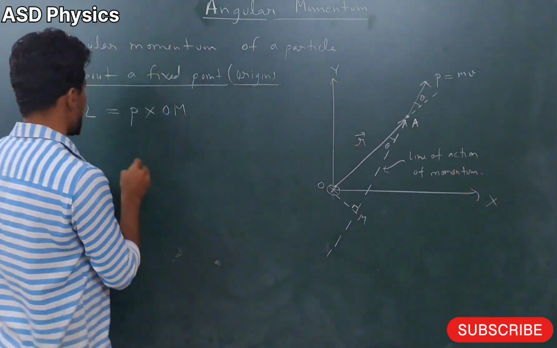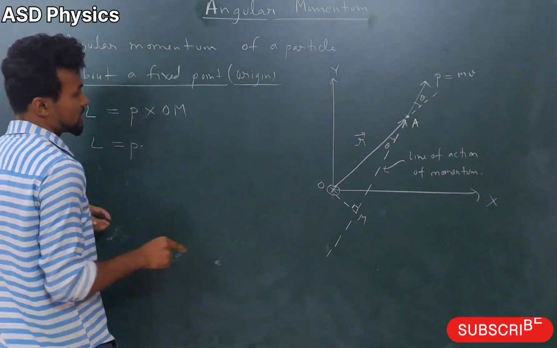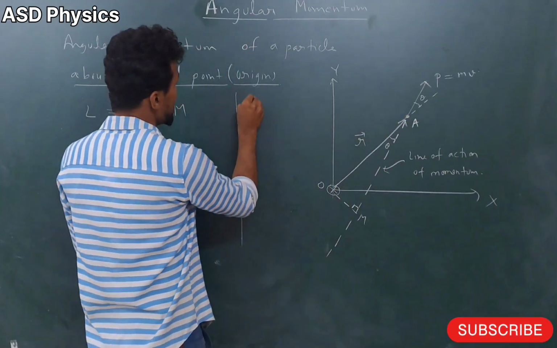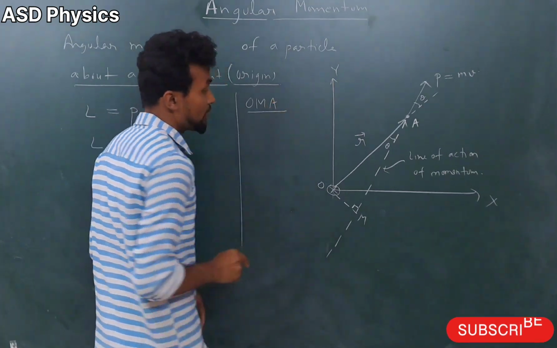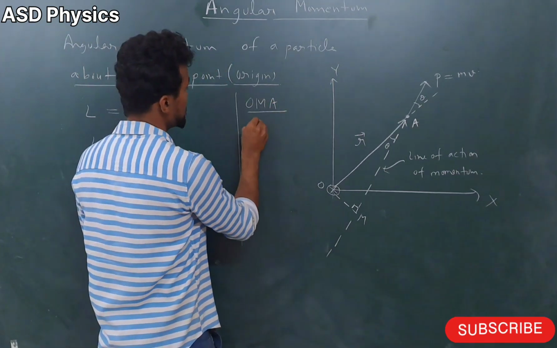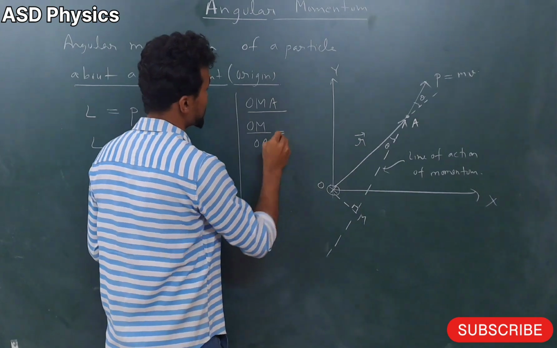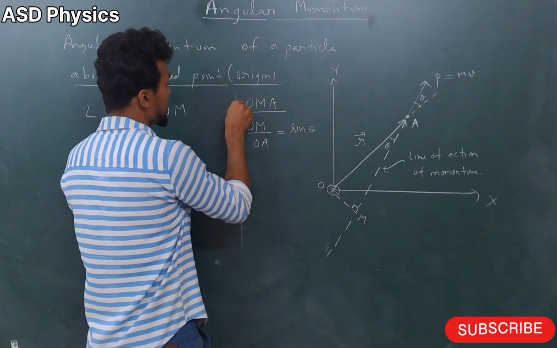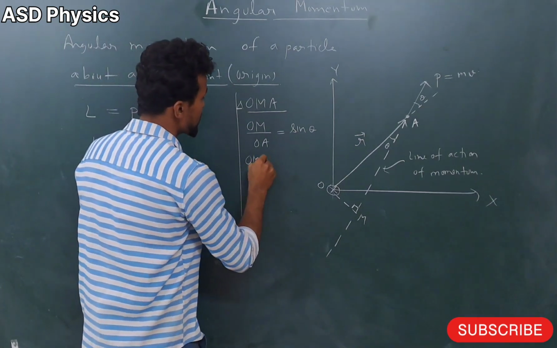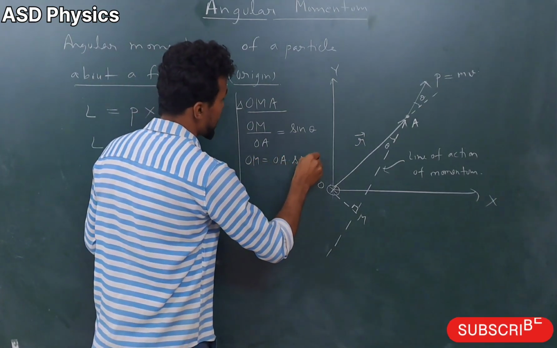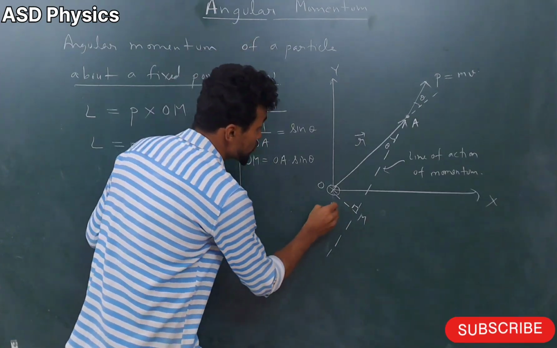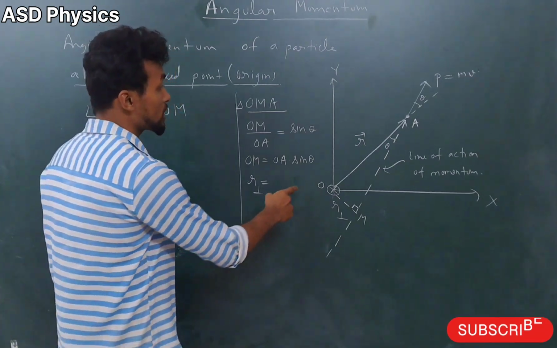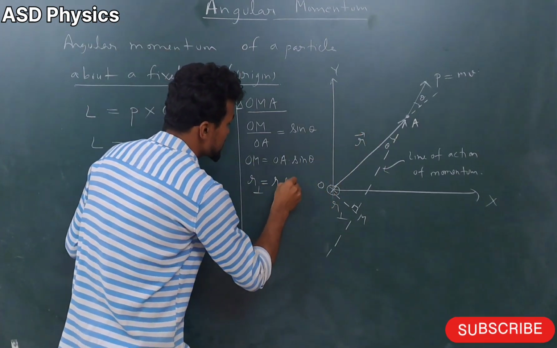Now here this is P and this is the distance OM. Can you see the triangle here, OMA? In triangle OMA, OM by OA is perpendicular by hypotenuse, that is sine theta. So OM is given by OA into sine theta, and OM is the perpendicular distance. I will write R perpendicular equal to OA, and OA distance is r, that means R perpendicular equals r sine theta.